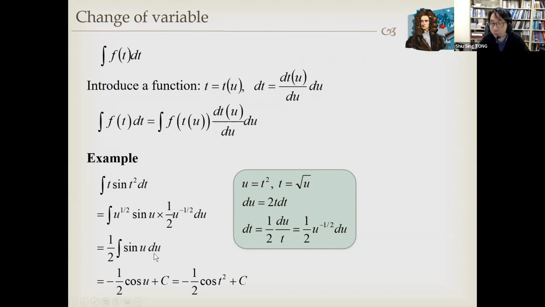So I'm just left with an integration of sine u, but I know what that is. Integrating sine u gives minus cosine u. And eventually I should go back to the original variable. So I change the u back to t squared and I've got the integration done.